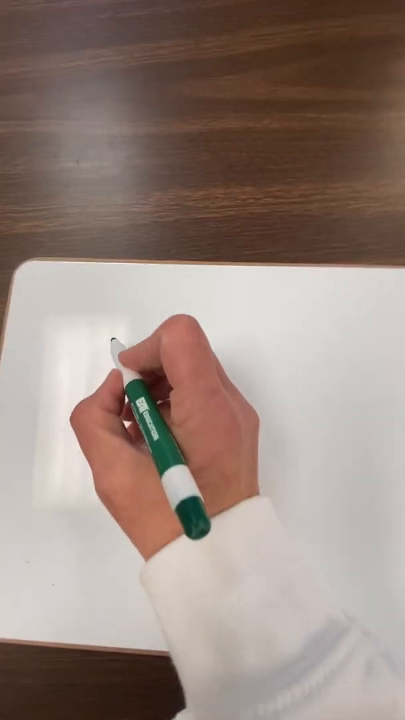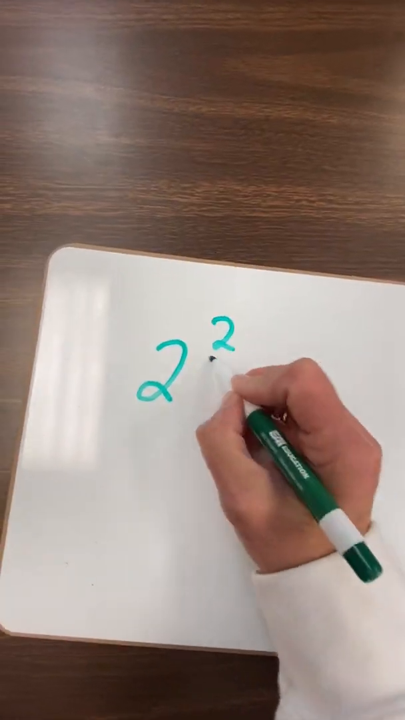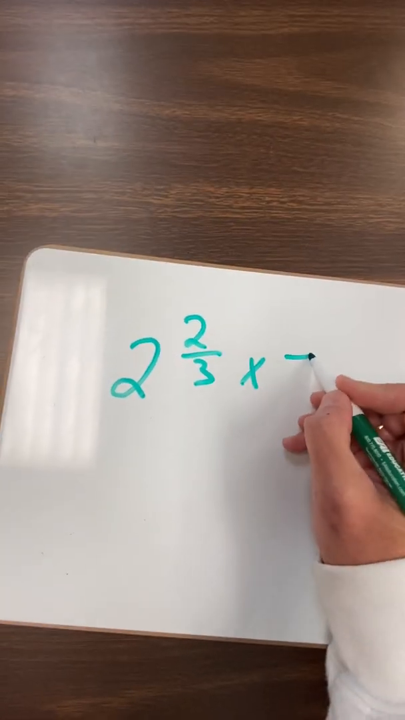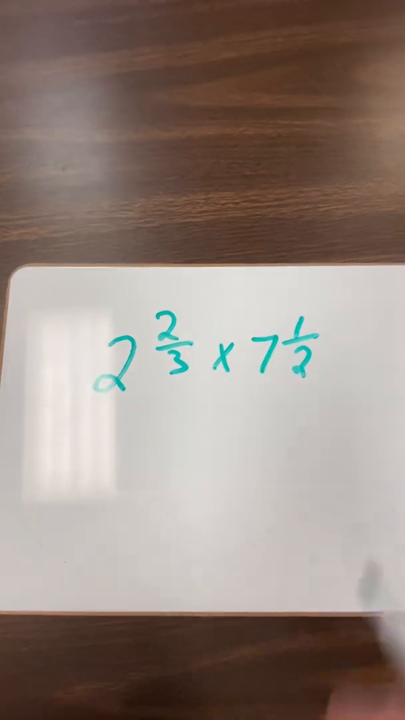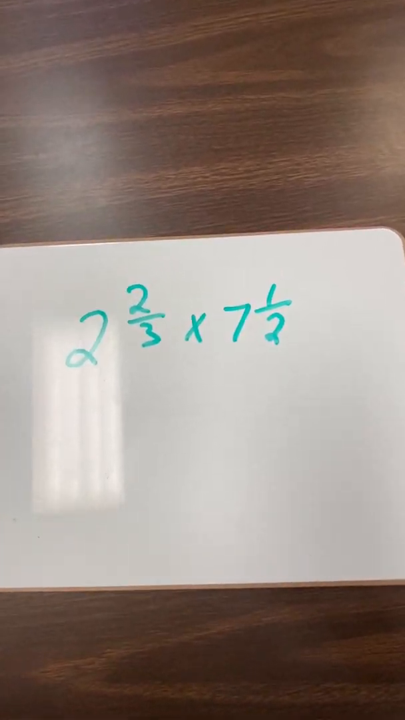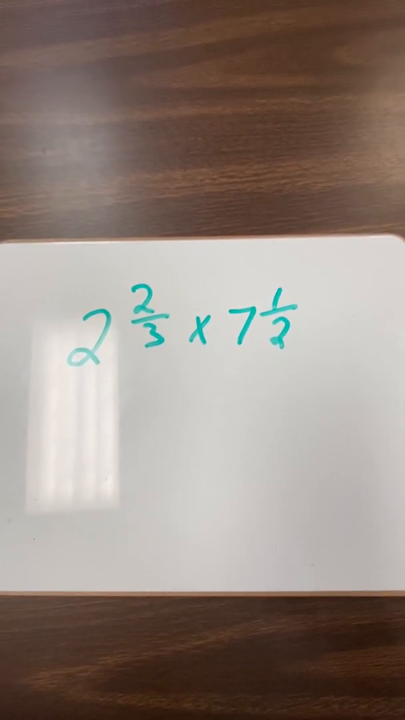Okay, let's do another one. 2 2/3 multiplied by 7 1/2. 2 2/3 multiplied by 7 1/2. I'll give you a few minutes to work it out.